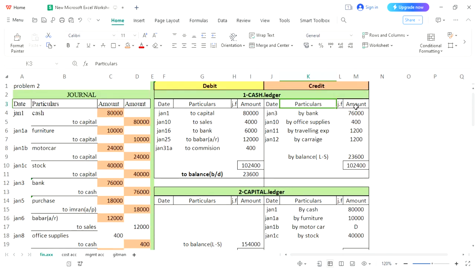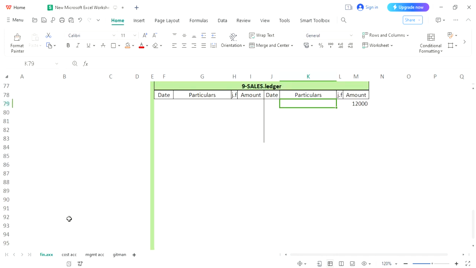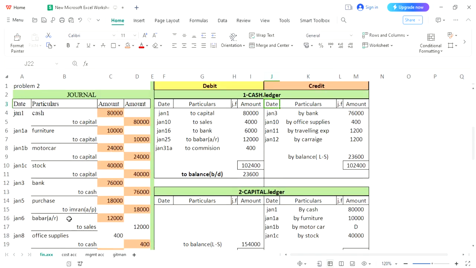So here you have seen your sale is credited by 12,000. What is written on the opposite side? It's Babar. So you will write by Babar. Babar was your account receivable, so put reference as well, account receivable. It's time to see the date for 12,000. Here 12,000 was credited, date was January 6.